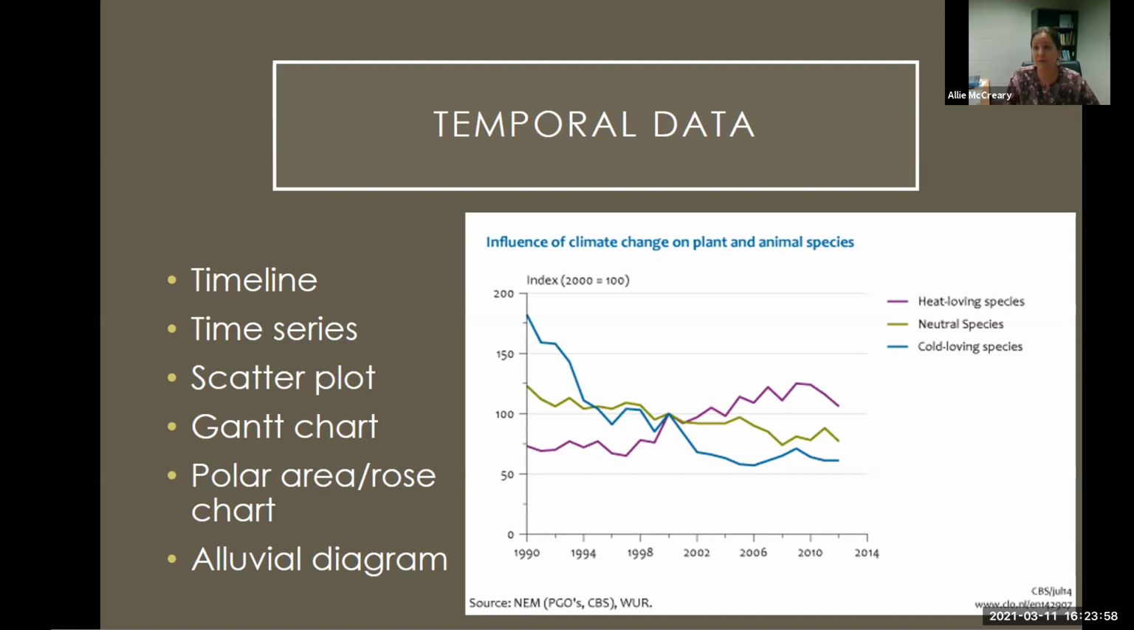Okay. So moving away from looking at visualizations through the scope of dimensions and just talking about some different types of charts and graphs. The first one I wanted to touch on was temporal data, or data that has a time component. We've looked at a couple of timelines already.